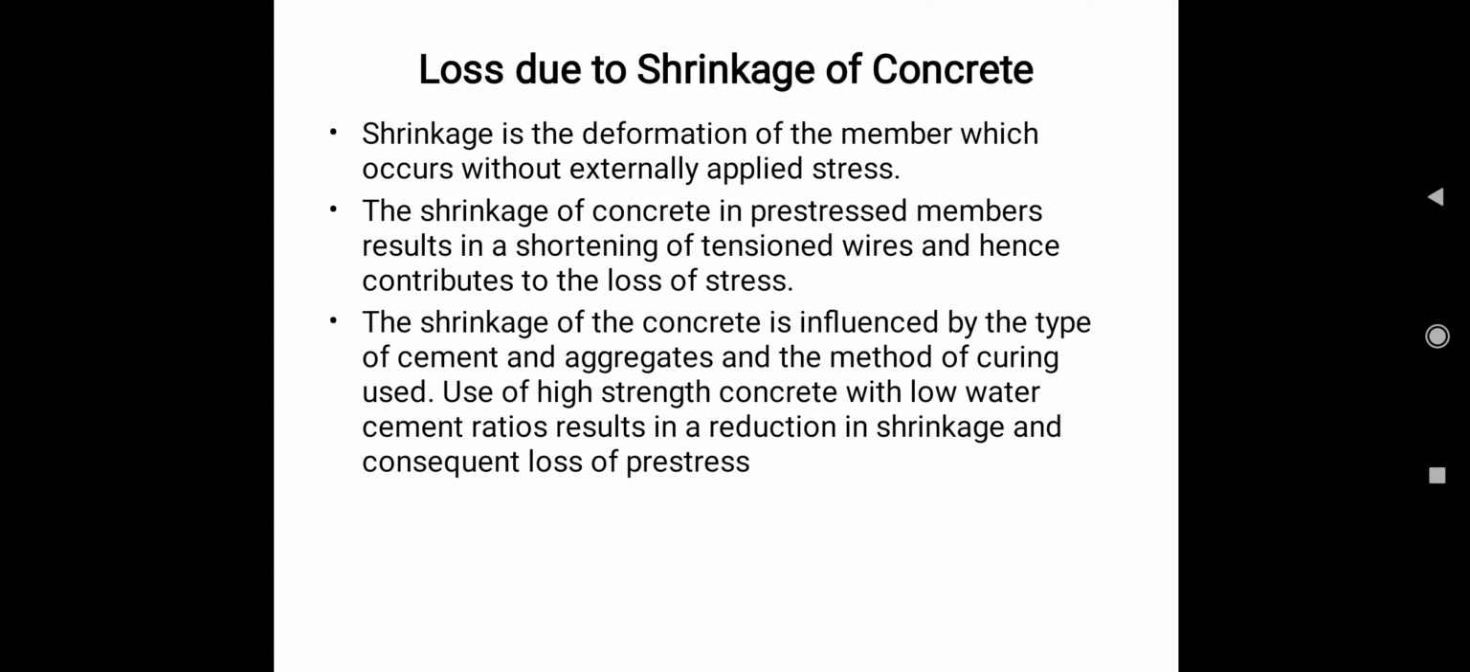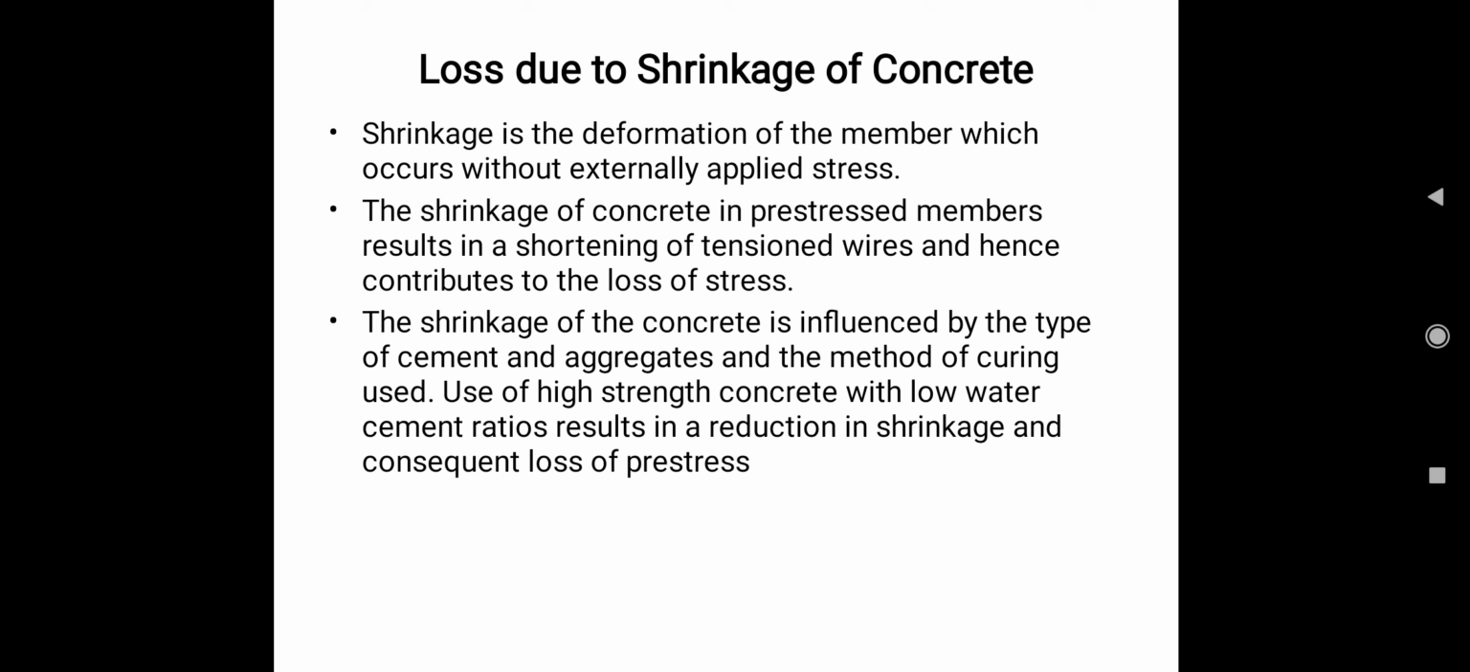The shrinkage of concrete in pre-stressed members results in shortening of tensioned wires and ends, which contributes to the loss of stresses. Here we can say that shrinkage is defined as contraction of concrete which occurs due to loss of moisture or loss of water content during the process of hardening of concrete. The loss of moisture occurs during the hardening process of concrete due to heat of hydration.